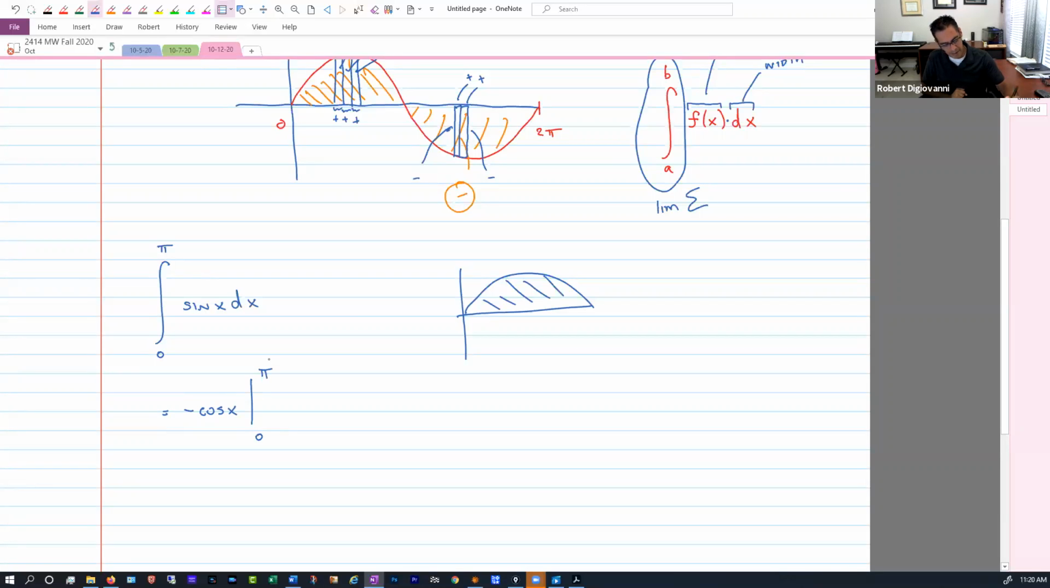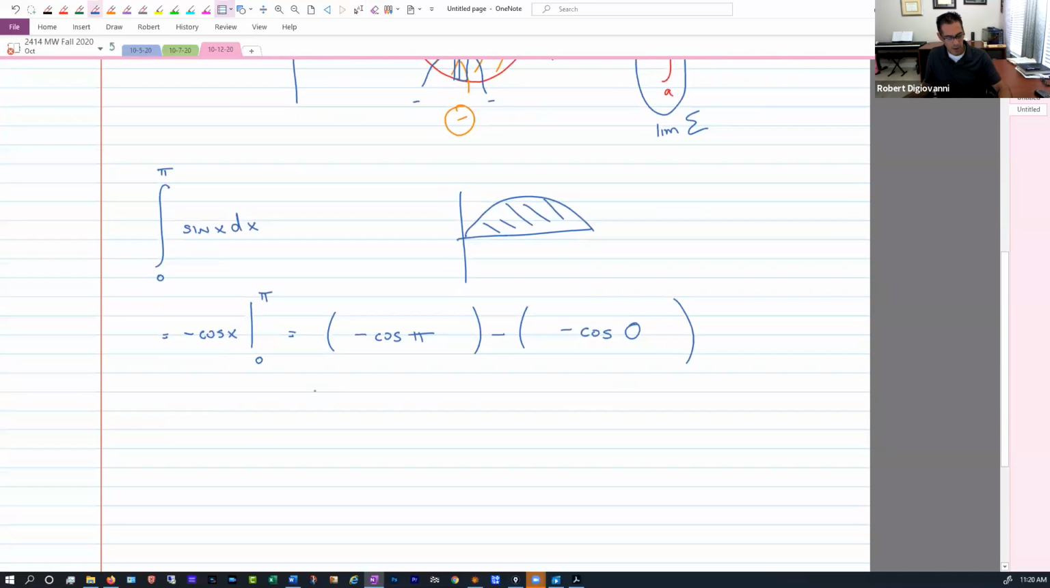Now we go to pi, so we plug in negative cosine of pi, and then negative cosine of 0. All right, so what is cosine of pi? Cosine, unit circle, go over at pi, the x coordinate is -1 there. So this becomes -1. And then minus negative cosine of 0, which we already said was 1. So what do we get here? This is 1 plus 1, that's 2.